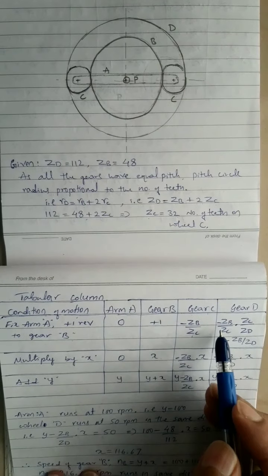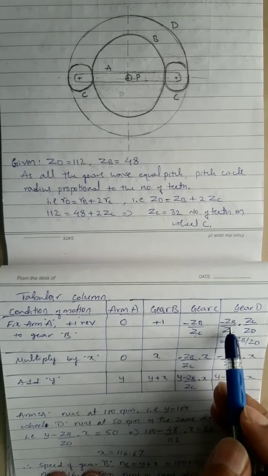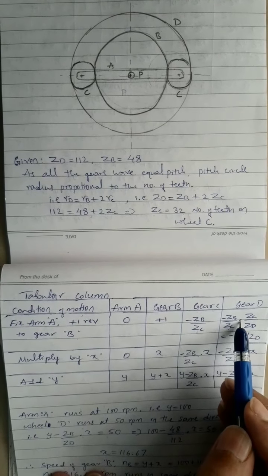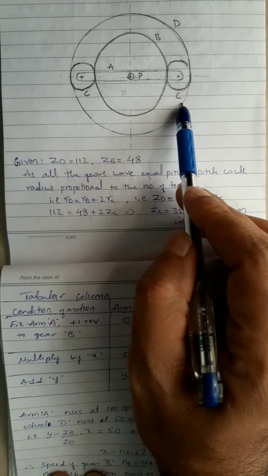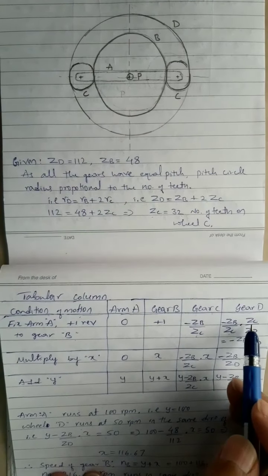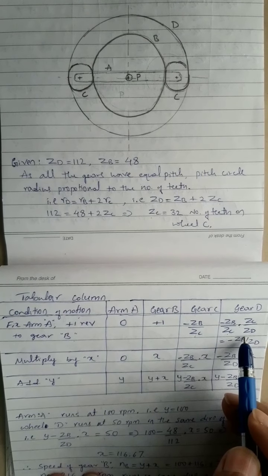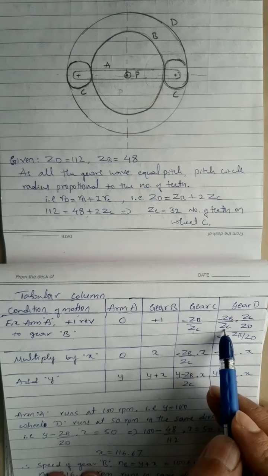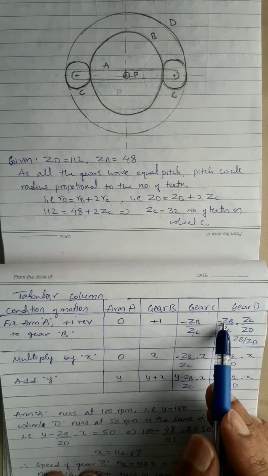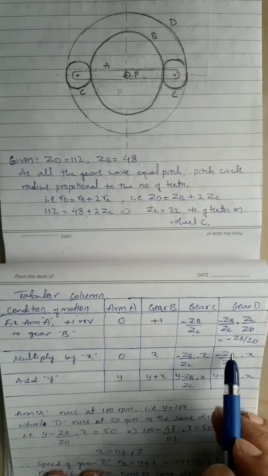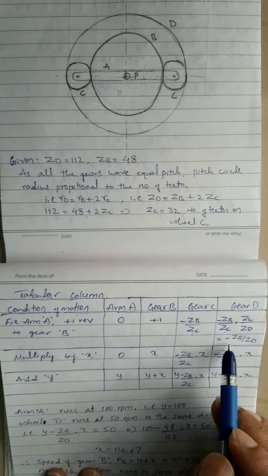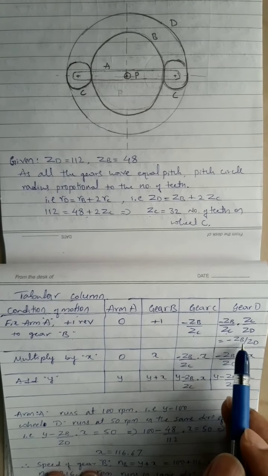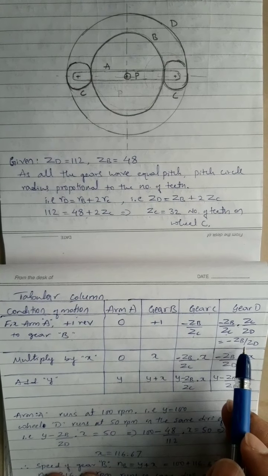So minus ZB by ZC, driver divided by driven. Here C is the driver and D will be the driven, so ZC by ZD, and here ZC will get cancelled. We are left with minus ZB by ZD. So for gear D we have the equation minus ZB by ZD. Again, the negative sign indicates both the wheels rotate in the opposite direction.